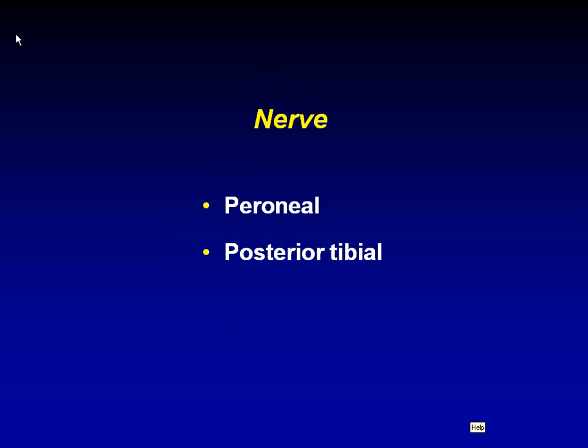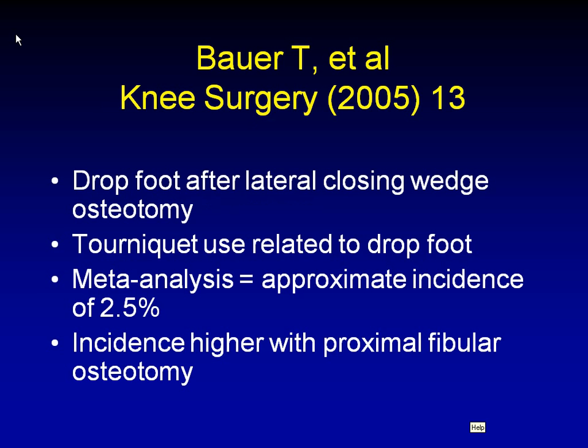Now, nerve injury, most commonly in closing wedge osteotomy, is the peroneal nerve, and the posterior tibial nerve is rarely injured in this operation. This paper actually looks at drop foot after lateral closing wedge osteotomy. It's quite a complicated paper. Their meta-analysis of the literature suggested an approximate incidence of 2.5% of this complication, which is a high incidence. Fortunately, most of these are neuropraxias and recover.